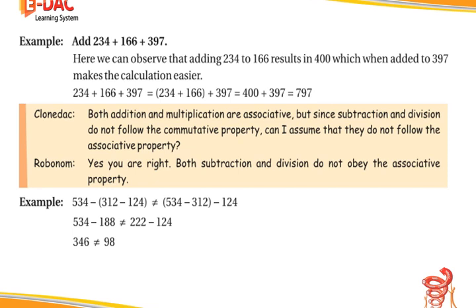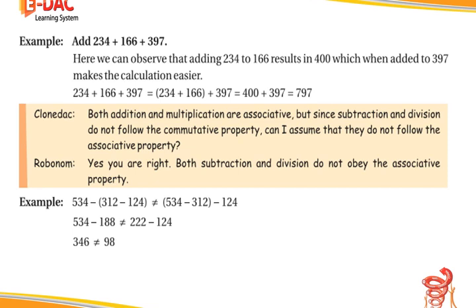Now Clonidac's next question is that both addition and multiplication are associative, but since subtraction and division do not follow the commutative property, can we assume that they do not follow the associative property also? So Robonom says yes, you are right. Both subtraction and division do not obey the associative property. So if we group as per the ease of calculation in subtraction and division, you will not get the same answer. Let's see the example here.